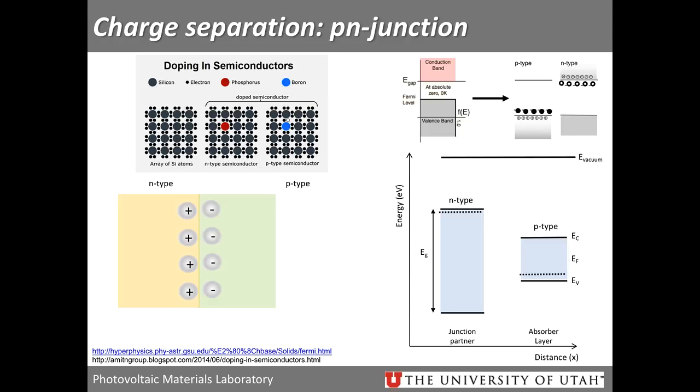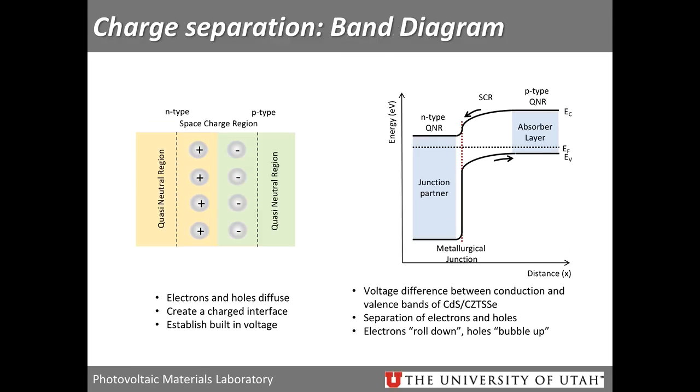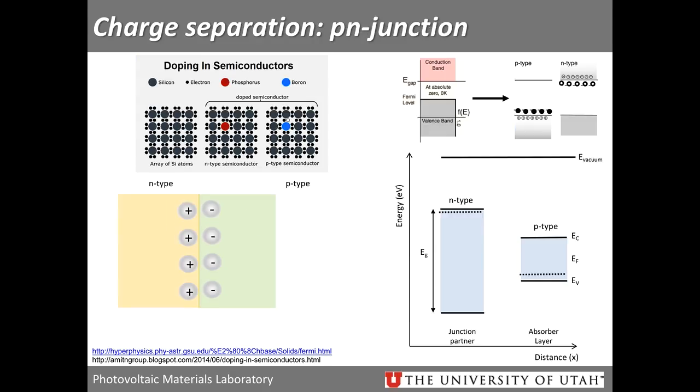So where you have phosphorus with an extra electron, that electron diffuses away, and all of a sudden you have phosphorus with a positive charge on it, and that is fixed. So you have a built-in electric field there. You have a potential difference, and so what happens in the band diagram when you bring these two semiconductors together?